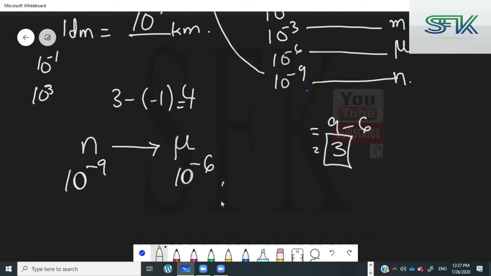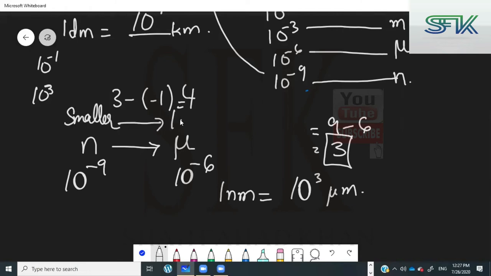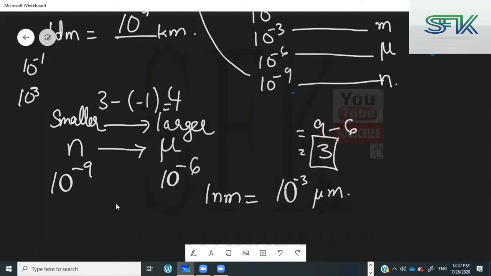So it's going to be 1 nanometer equals 10 to the power of 3 micrometers. But guys, remember one thing, you are going from a smaller prefix to a larger prefix. So again, the power is going to become negative. It's going to be 10 raised to the power of minus 3 micrometers.